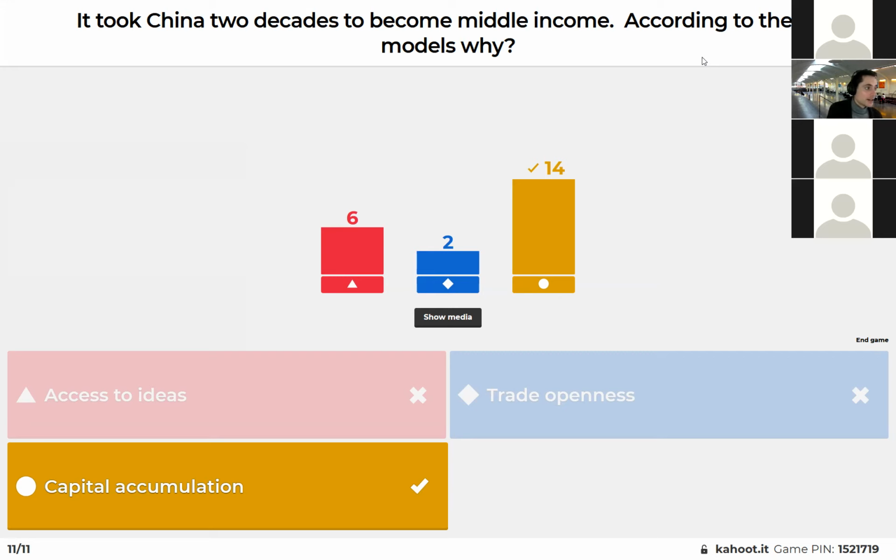So the question is, why does it take such a long time to go from where China started in terms of output per worker, say, to where they are now? The reason is that it takes time to build up the literal physical capital.